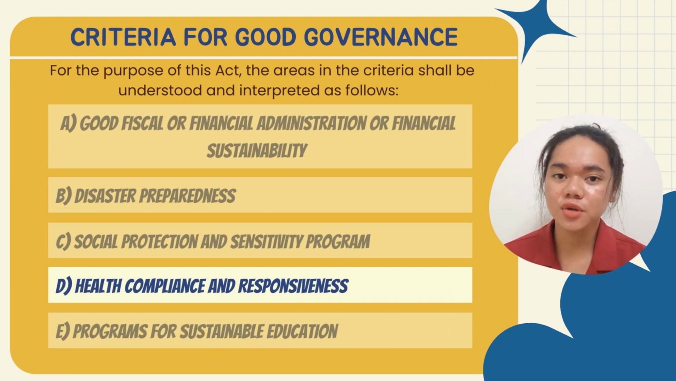And then we have health compliance and responsiveness. This refers to the LGU's capability to effectively implement and deliver health services and information systems, as well as pursue evidence-based health promotion and protection policies scientifically proven and accepted to advance population health and individual well-being, reduce the prevalence of non-communicable diseases and its risk factors, lower the incidences of new infectious diseases, address mental health issues, and improve health status throughout the life course.